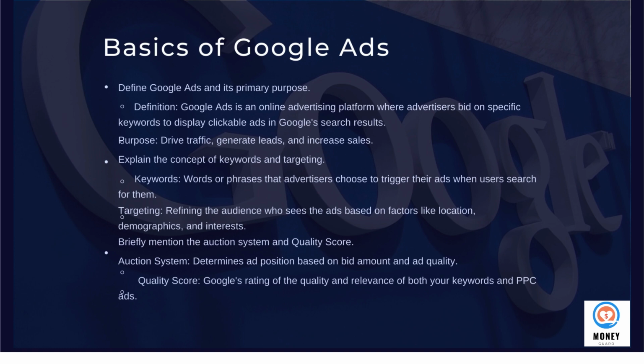Briefly mention the auction system and quality score. Auction system determines acquisition based on bid amount and ad quality. Quality score: Google's rating of the quality and relevance of both your keywords and PPC ads.